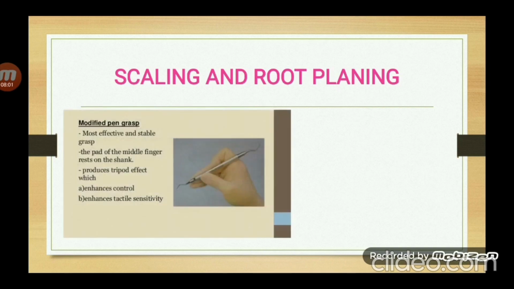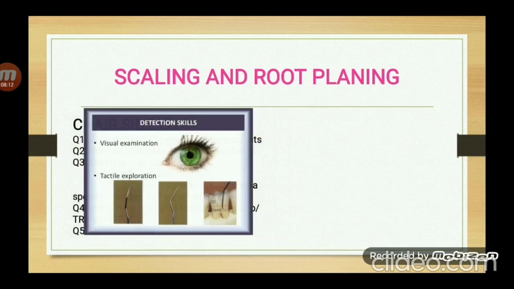Then about the modified pen grasp, you should not only be able to demonstrate that, but you should also be able to tell and explain how you're holding it. Detection skills. Now what do we mean by detection skills? How will you determine whether the tooth is free of calculus or not? It's a very basic question, but a lot of us don't really know how to answer this basic question because we don't pay much attention, but this is important.